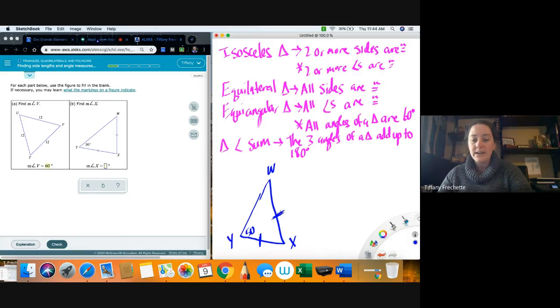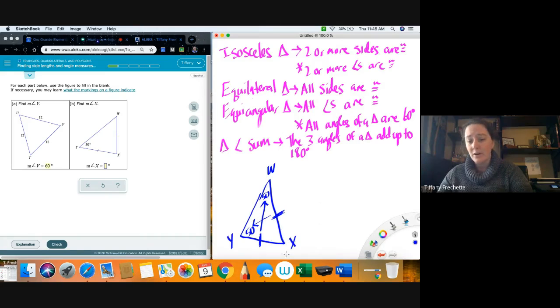So I know right away that this is an isosceles triangle, which right away I can start applying these rules of opposite angles. So if y is 50, then that also tells me that w has to be 50 because it's opposite the two congruent sides of an isosceles triangle.